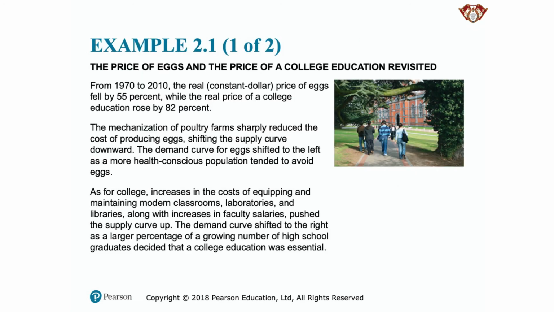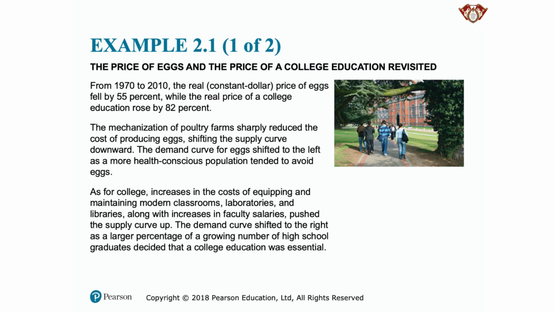Okay, example: the price of eggs and the price of college education in the United States. From 1970 to 2010, the real price of eggs fell by 55%, whereas the real price of college education rose by 82%. The price of eggs decreased, while the price of education increased greatly in the United States. How to explain this using the supply-demand model?